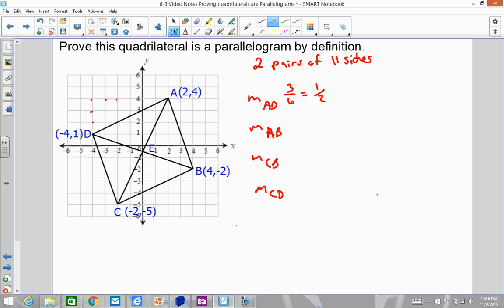AB, which is going to be 6 down, and 2 to the right. So that's negative 3 over 1.